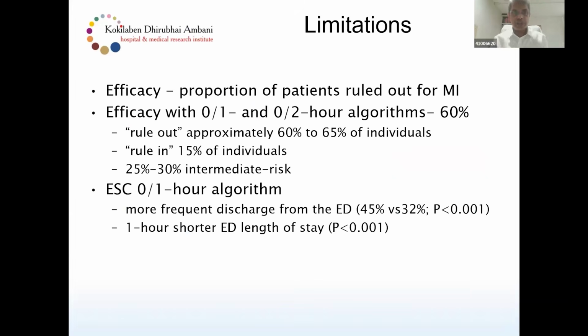So the limitations of 0, 1 and 0, 2 hour algorithms is that they mainly depend on ruling out, and they say that they can rule out approximately 60 to 65% of individuals, rule in about 15%, and the biggest caveat is that 25 to 30% of patients remain unanswered, that is, intermediate risk. And in these patients, you may have to do additional testing like a 3 hour or 6 hour troponin. So eventually we end up with a 0 and 3 hour algorithm, even if you start with 0, 1 and 0, 2 hour algorithms.